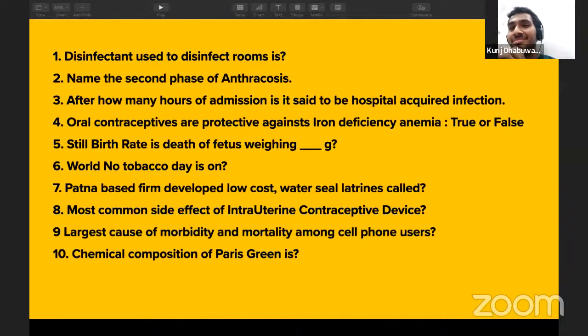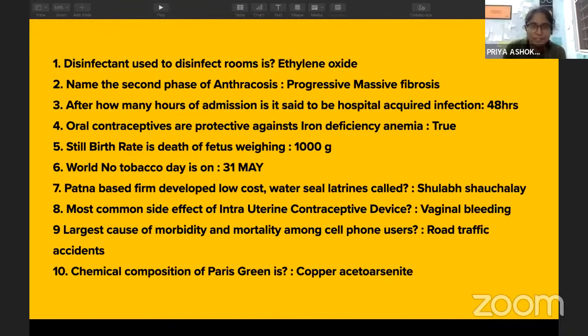Okay, so I'll put the answers. Please calculate the scores. The disinfectant used to disinfect rooms is ethylene oxide. The second phase of anthracosis is progressive massive fibrosis, it's not pneumonia. After how many hours of admission is it said to be HAI? It's 48 hours. You told 72.